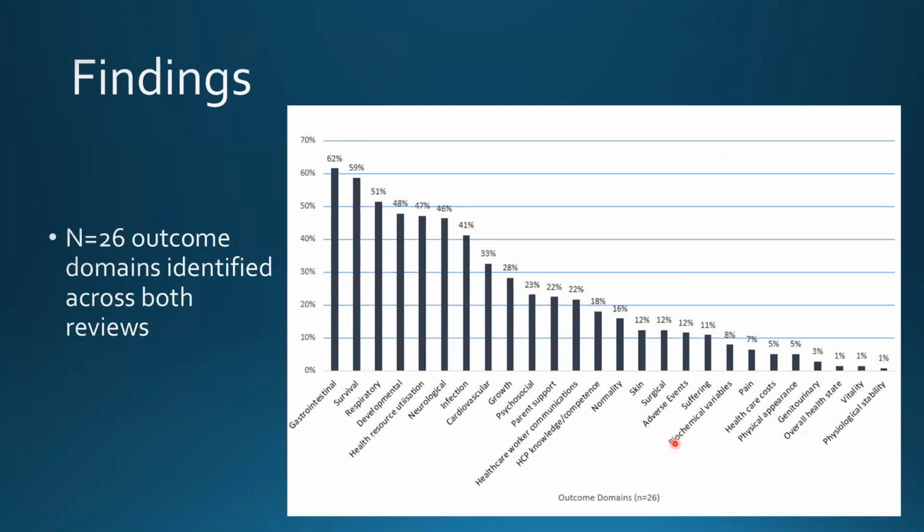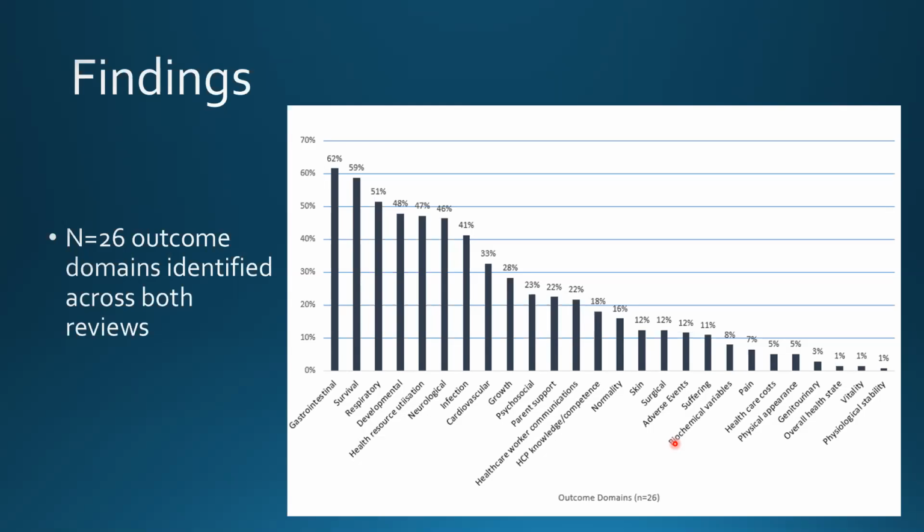So what did we get in terms of outcome domains? We found that overall, gastrointestinal outcomes appeared most frequently. So that might be necrotizing enterocolitis. Survival was next most often reported across the studies in the quant review and the qual review. That was looking at things like mortality, obviously. Respiratory was the next most often reported, and so on.